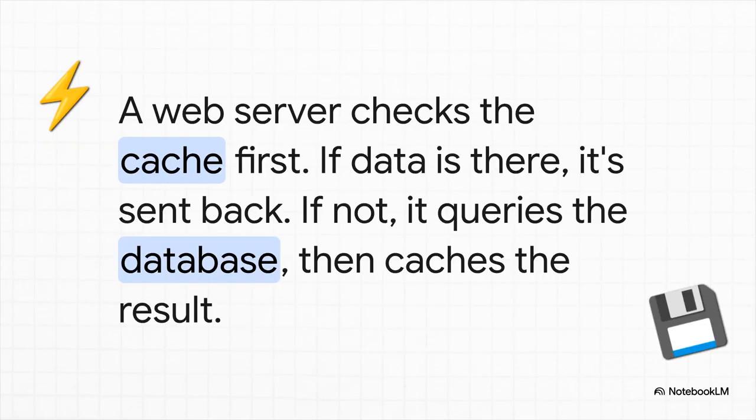So here's how it works in practice. When a request comes in, the web server checks the cache first. If the data is there, we call that a cache hit, it gets sent back to the user instantly. If it's not there, a cache miss, okay, no problem. The server goes and gets it from the database, but it stores a copy in the cache for the next time and then sends it to the user.